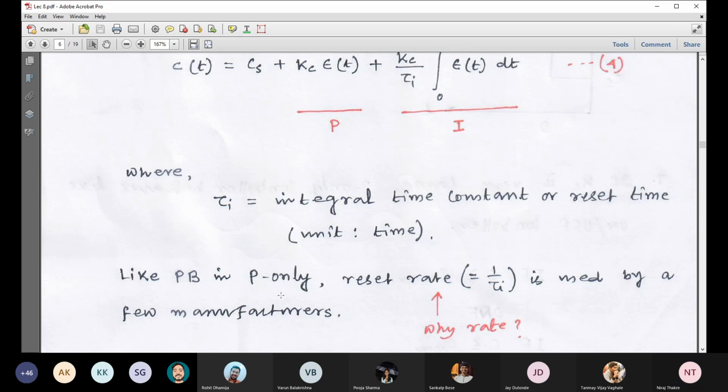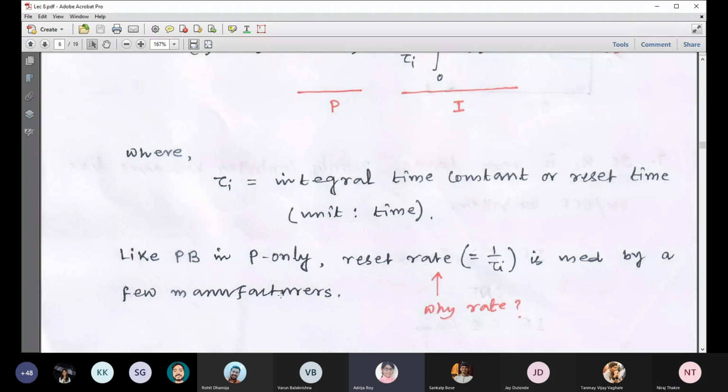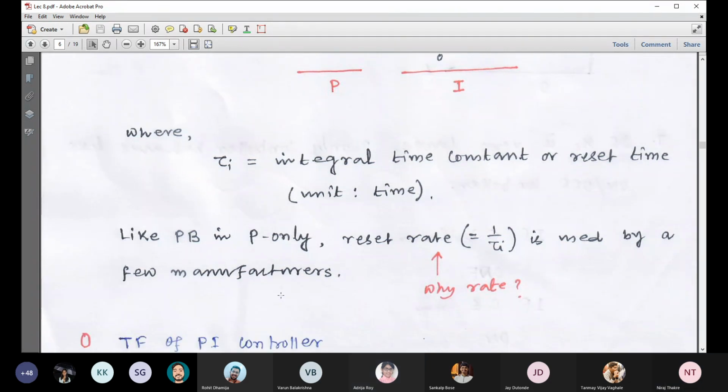Anyone? Why is this 1 by tau I called a reset rate? Because the unit is time inverse. Yes. Roll number? 19CH10007. It is time inverse. That's why it is called rate.